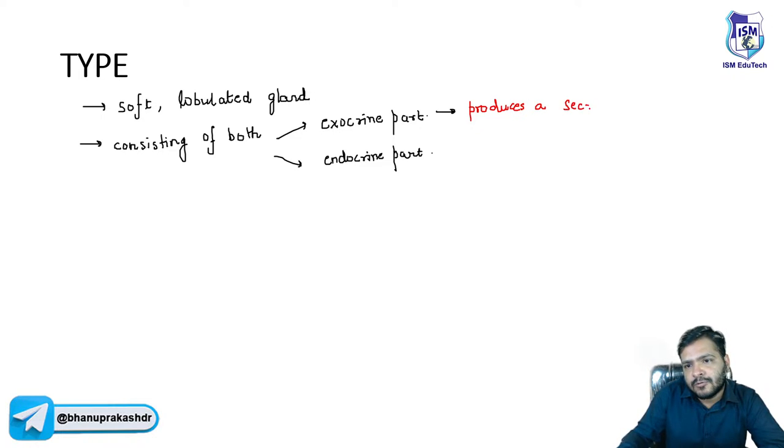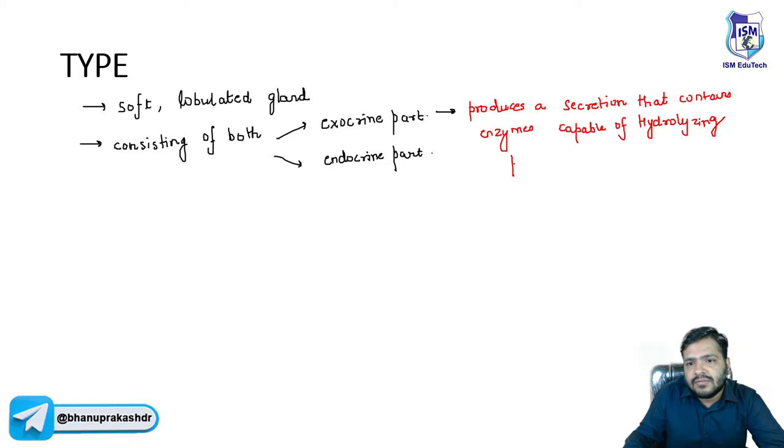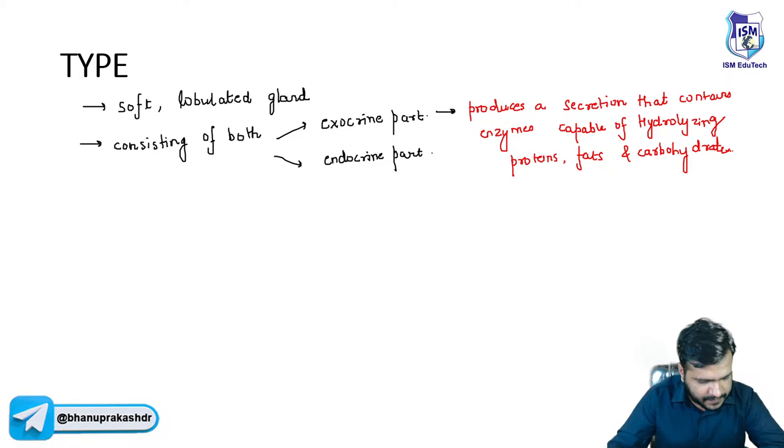So remember the exocrine part, it produces a secretion that contains enzymes which is capable of hydrolyzing or breaking down proteins, fats, and carbohydrates. Already we know that the pancreas is a mixed type of gland. It contains both exocrine and endocrine parts. The exocrine part produces a secretion that contains enzymes which is capable of hydrolyzing or breaking down the proteins, fats, and carbohydrates.